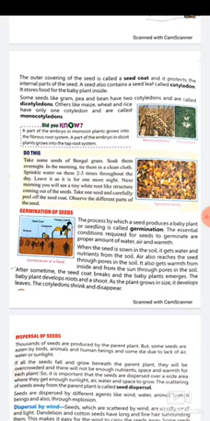After some time, the seed coat breaks and the baby plant emerges. The baby plant develops roots and a shoot. As the plant grows in size, it develops leaves. The cotyledons shrink and disappear. Okay, children? So, let's discuss dispersal of seeds. How seeds are dispersed. Okay?